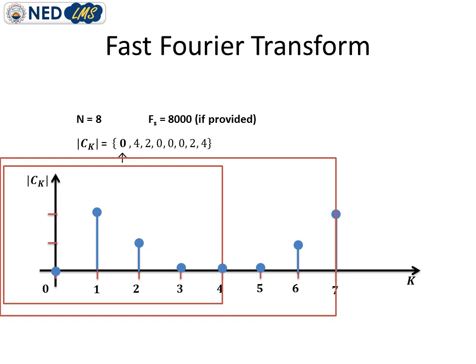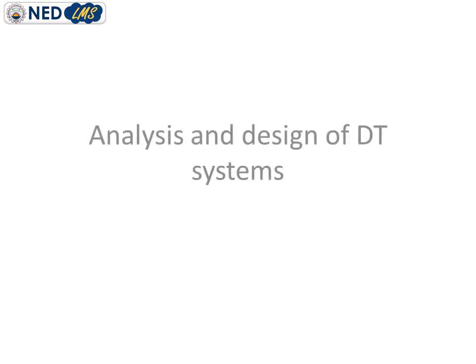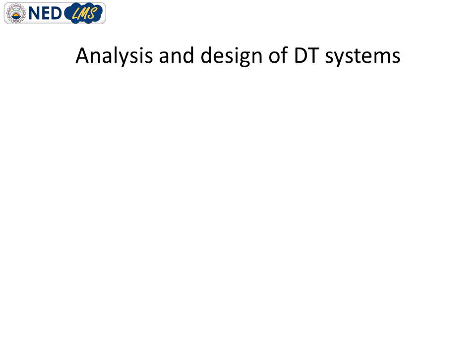Now we are moving towards the third part of our course, which is analysis and design of discrete time systems. In this part we will discuss and see how we can design a discrete time system, and if an already designed system is available, how we can analyze it. By analysis we mean whether the system is stable or not, or what kind of output it will generate.